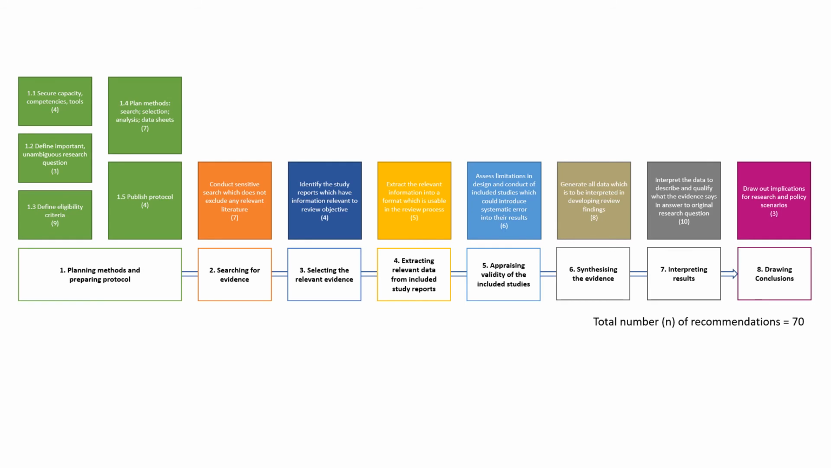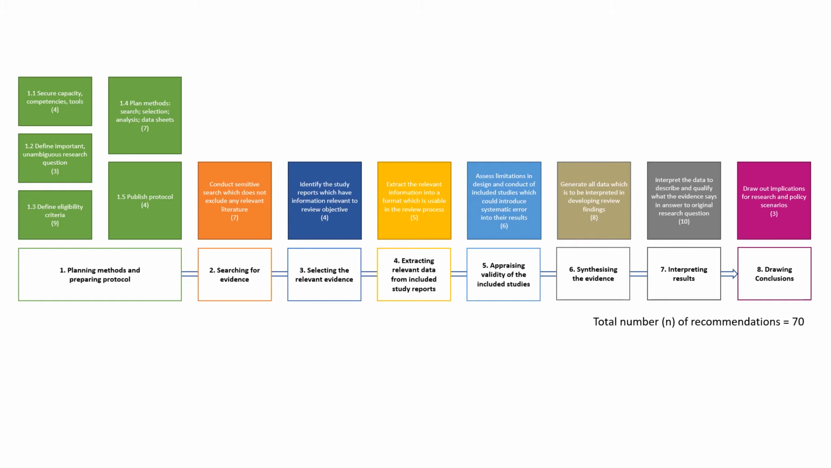Here we have a summary of the domains, so you can see that the planning methods and preparing protocol component of the systematic review process has the most recommendations. This is probably unsurprising given this is where all the methods are accounted for, and the methods for a systematic review are quite detailed. So the process for planning, searching, selecting data, for defining the research question, for defining eligibility criteria, have a lot of recommendations.